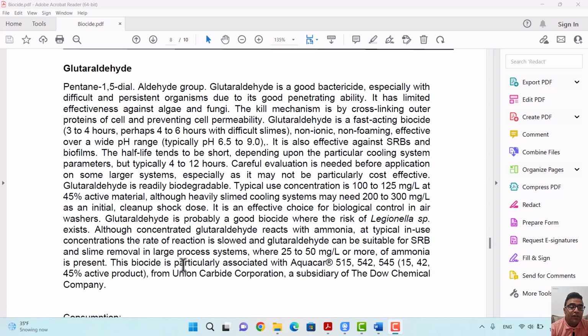This biocide is particularly associated with this company, a subsidiary of the Dow Chemical Company.